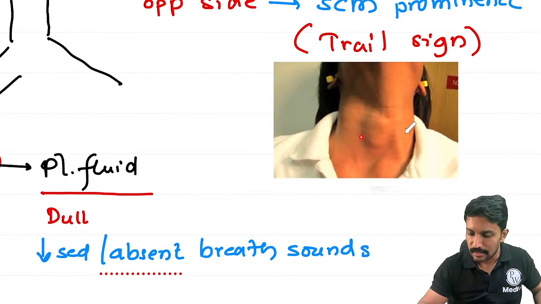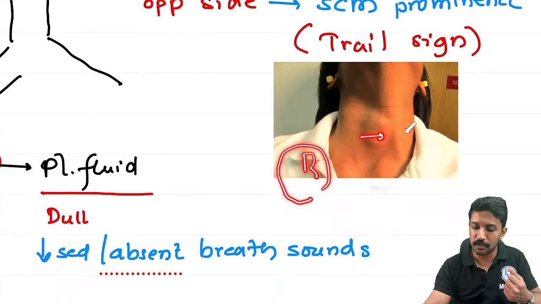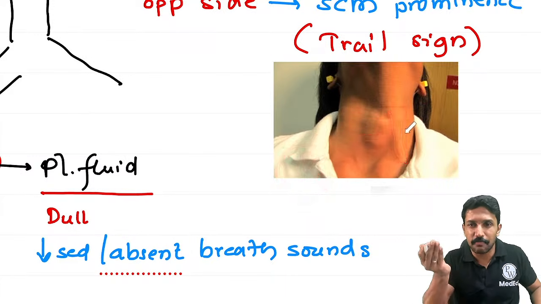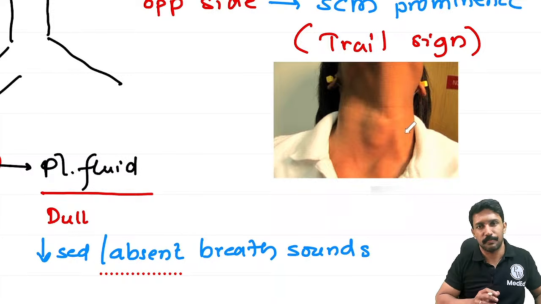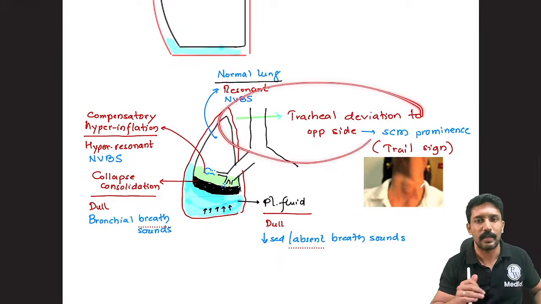The trachea is deviated to this side, which means probably if this patient has pleural effusion, then it is going to be on the right side, which is pushing the trachea to the left, and this left sternocleidomastoid muscle is lifted and it is becoming prominent. We call this Trail sign. So that way you can identify that trachea is deviated.